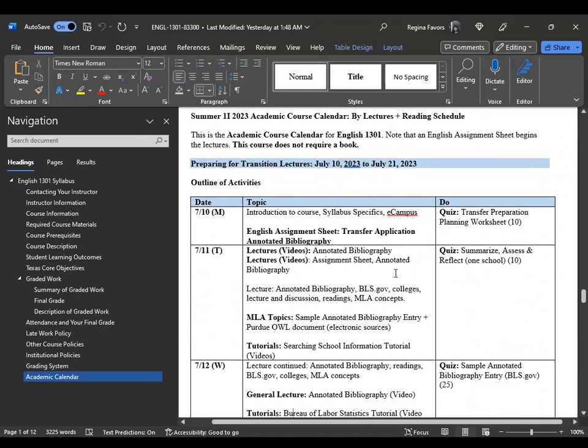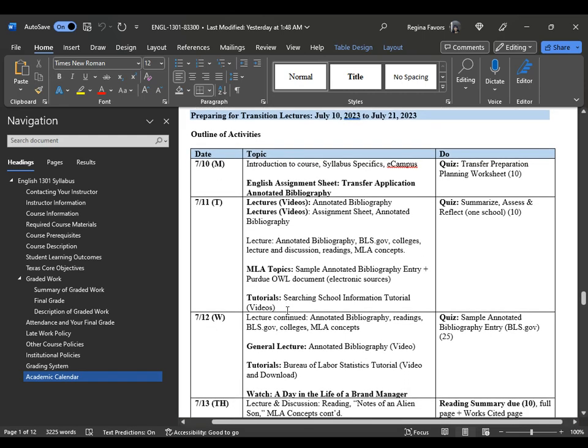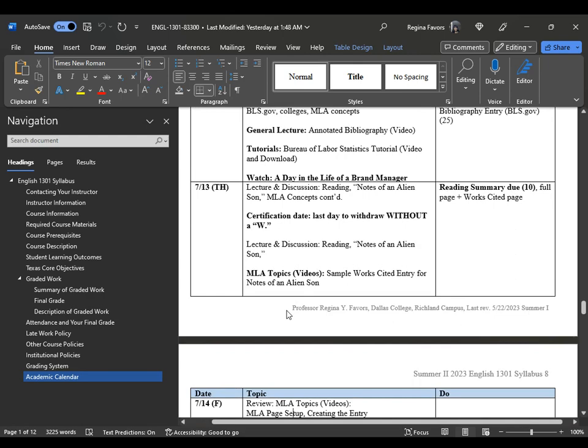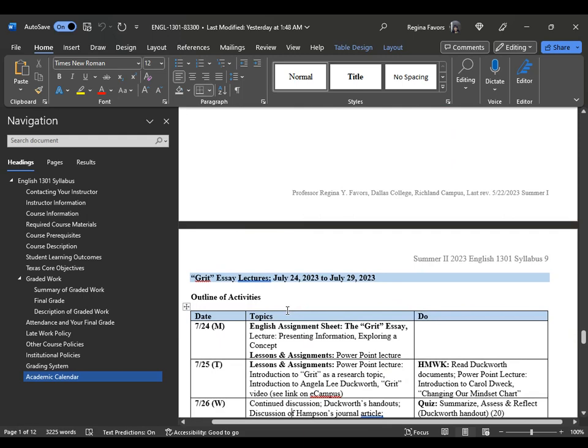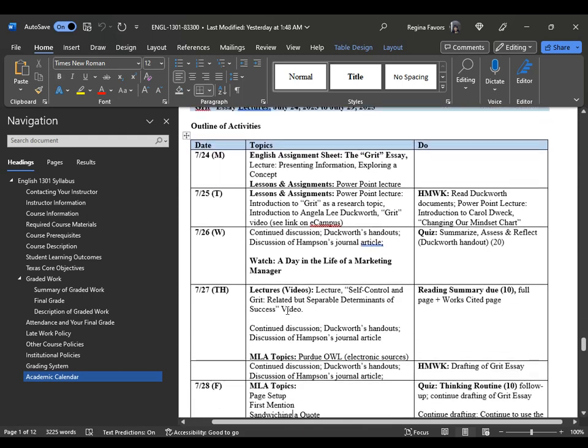And then this is the calendar. The calendar is still day by day, just like the Coreq. So do try to follow it in the same way that you see on eCampus under a particular date. You'll see the references to lectures, lecture videos, MLA topics, tutorials. That means click on the left pane navigation of eCampus, and you will find those types of videos. And then you have quizzes and other types of information, certification dates as well. So this is the academic calendar. I have posted it under multiple areas of eCampus. These are your different modules.